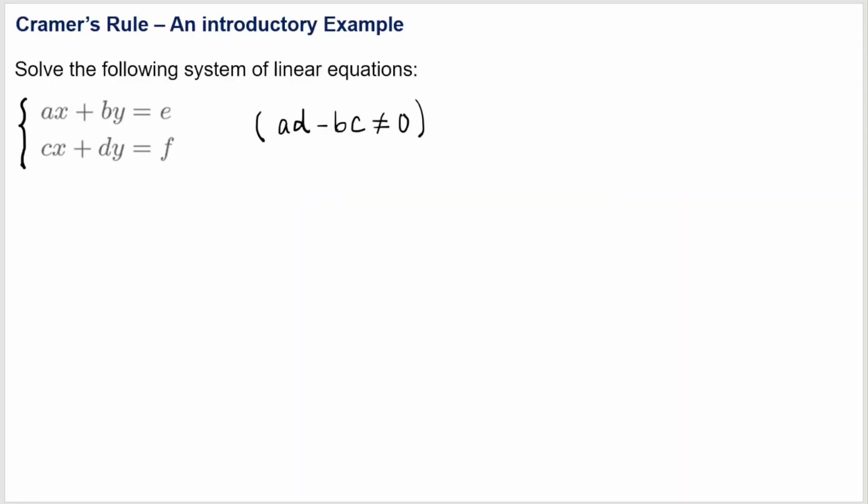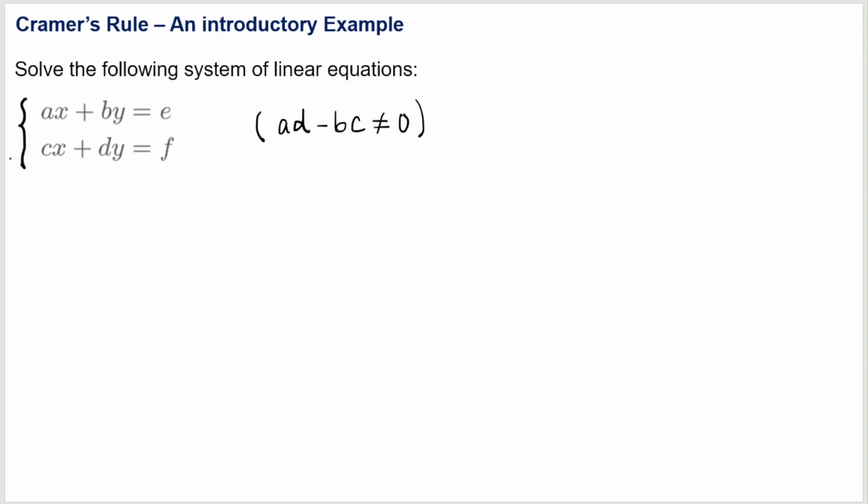Okay, so let's have a look at an introductory example. We'll use this example to illustrate the concept here. Suppose we want to solve the following system of linear equations. This system contains two linear equations, ax plus by equals e, and at the same time cx plus dy equals f, where ad minus bc is not 0.